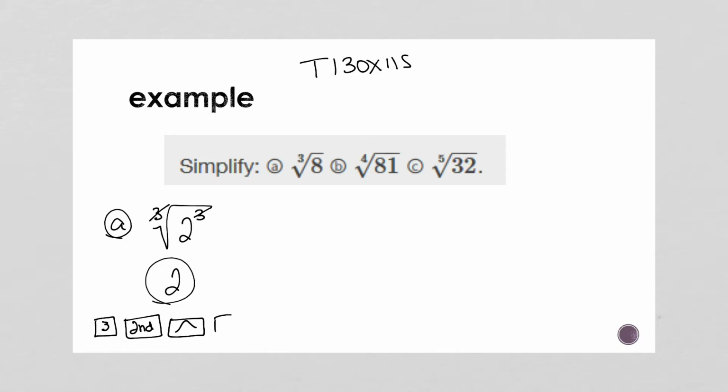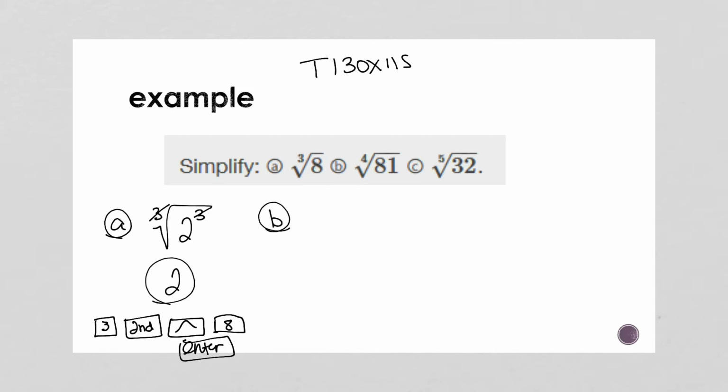And then you would hit the 8 button and then hit enter. And you should come up with 2. So remember, that's 3 first. So you do your index first, then you hit your second and your caret button, and then you hit 8 and then enter, and you should get 2. Okay? All right, let's do part B.